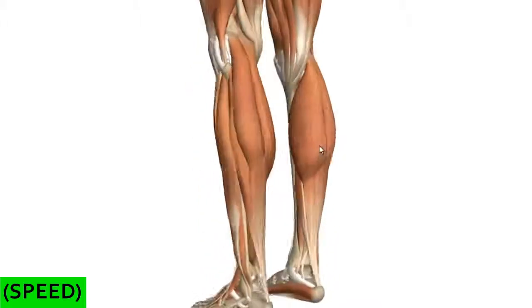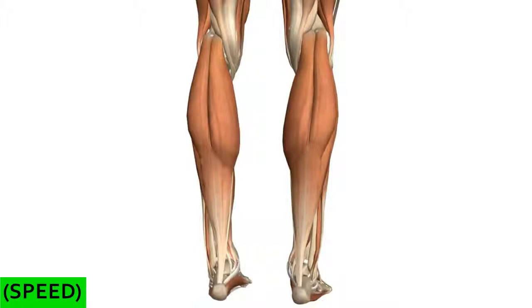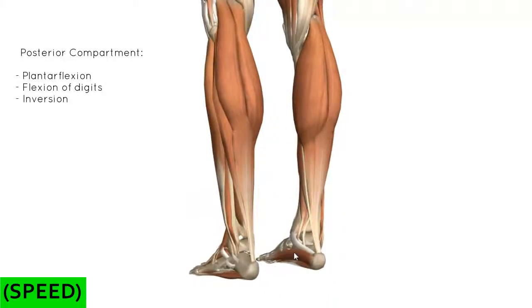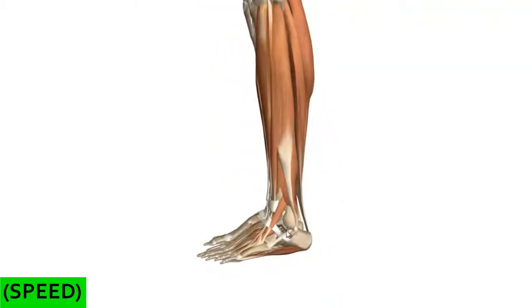So just like my tutorials on the thigh and the upper limb, the muscles of the leg can be broken down into compartments, and these compartments are separated by intermuscular septa and the interosseous membrane between the tibia and the fibula. So the muscles of the posterior compartment here mainly act to plantarflex the foot, flex the digits, and invert the foot. So plantarflexion is when you get up on your tiptoes, basically.